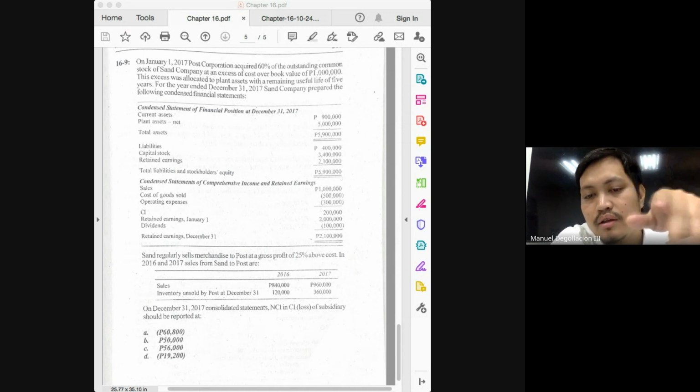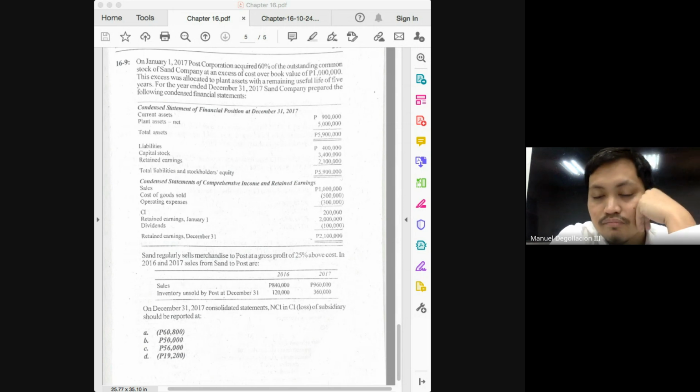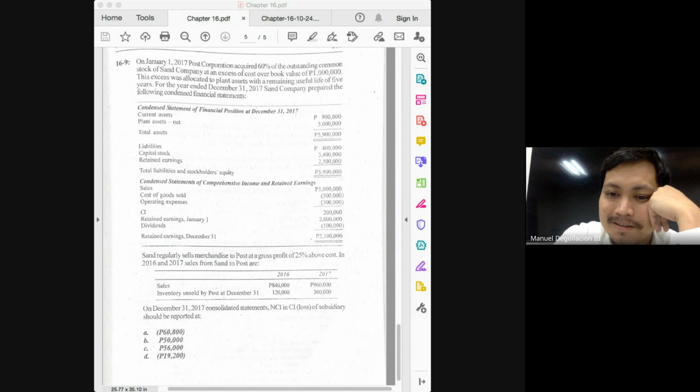Okay, now let's go back, class. What if we computed the markup on beginning and ending wrong? 120 times 25%, 30,000. And then 360 times 25%, that's 90. So please help me here. 200 minus 200, and then plus 24 minus 90, that's 66. It's not in the choices. Anyways, I hope you will not commit that mistake. So again, the answer here is loss of 19,200.